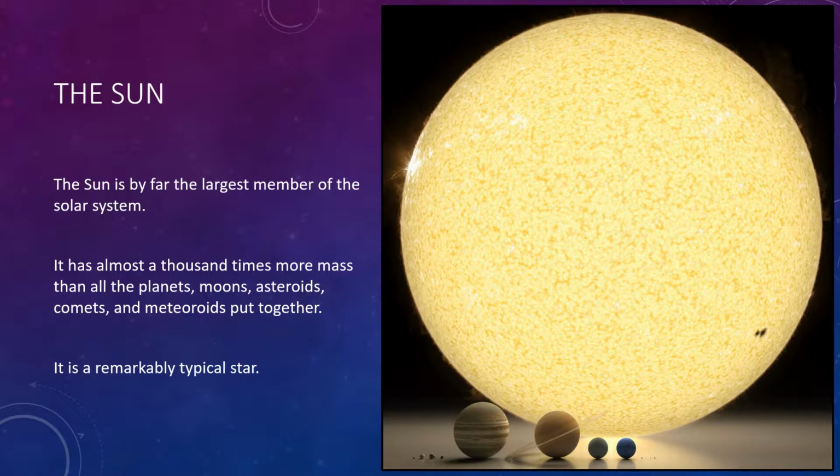The sun is the largest member of the solar system. It has 1,000 times more mass than all of the planets, moons, asteroids, comets, and meteoroids put together. It is also a remarkably typical star, with a mass, a size, a surface temperature, and a chemical composition that are roughly midway between the extremes exhibited by the myriad of other stars in the heavens.